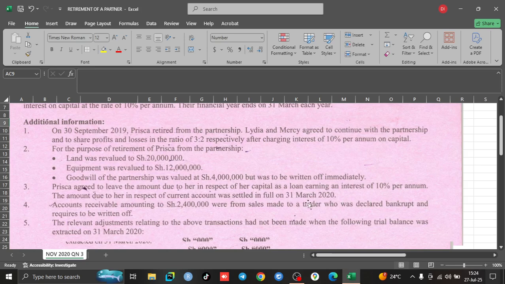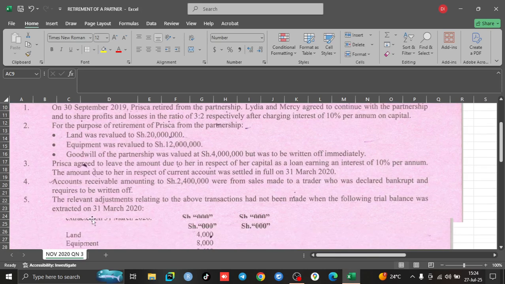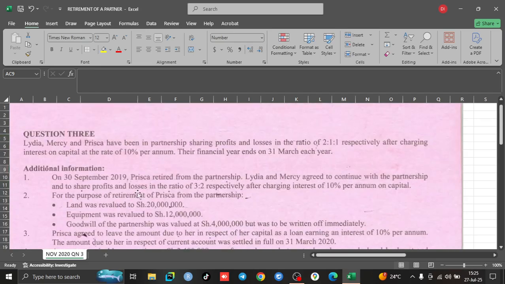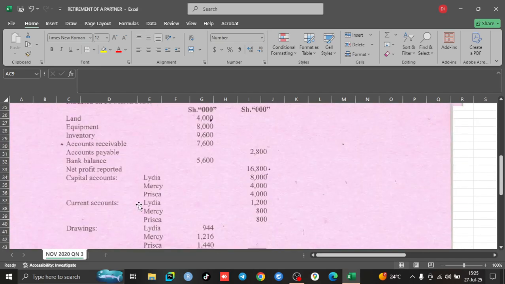be settled in full. Number 4, accounts receivable amounting to 2.4 from the sales made to a trader who was declared bankrupt and it requires to be written off. Then these are relevant adjustments that relate to these transactions. We have land and all those. So we start with what is relevant for the income statement.